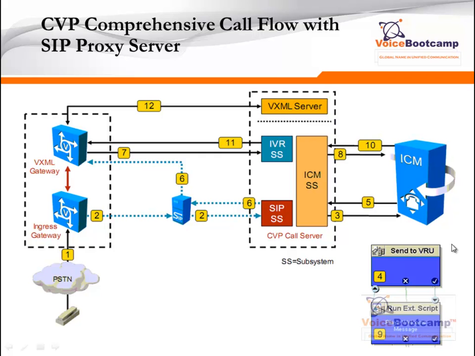So with send to VRU, the return label that is being sent is actually the DN or extension, the directory number that you need to dial to access the voice XML gateway. Now, the voice XML gateway will then match that incoming call against the VoIP dial peer and use an HTTP method to initiate a request to the CVP IVR service based on the label that was sent by the ICM. So in step number 6, the call comes back to the voice XML gateway. The voice XML gateway will send an HTTP request in step number 7 to the IVR service.